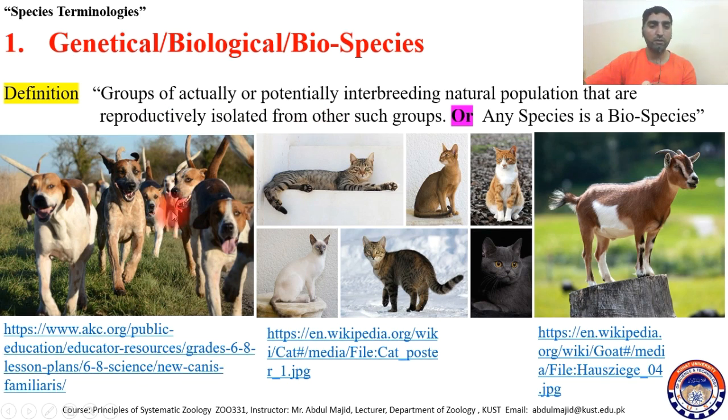Now the other aspect is there is a dog population, a cat population, and a goat population. The dogs cannot interbreed with cats, cats cannot interbreed with dogs or goats, goats cannot interbreed with cats, and Capra hircus cannot interbreed with Canis familiaris because they are different. That's why we call them different species: they actually or potentially interbreed with each other, and they are isolated from other groups. They cannot interbreed with other groups in the same vicinity or the same ecosystem. Like cats are isolated from dogs, dogs are isolated from cats, and the same way with goats. So this is the biological species or biospecies.